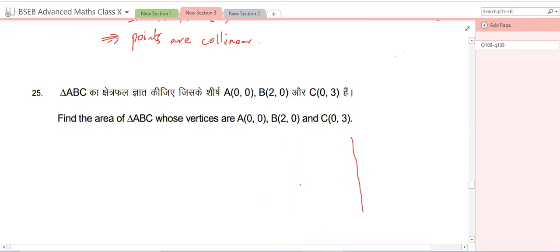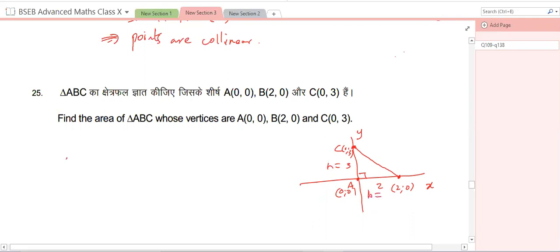All right, so if you draw this, we got 0, 0, which is A. B is 2, 0. So B's X value is 2, Y value is 0. And C is 0, 3. So C goes here, which is 0 and 3. So what we actually have is a right angle triangle. Height is 3, base is 2.